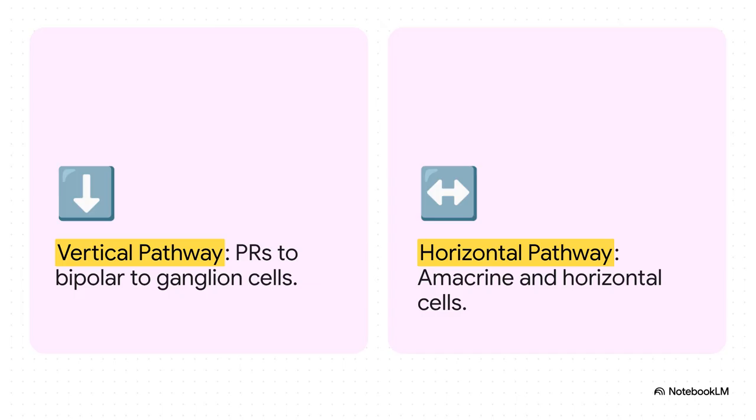They don't send signals to the brain. Instead, they conduct impulses from one local area of the retina to another to modulate, inhibit, and really refine the flow of information before it ever hits that express highway.